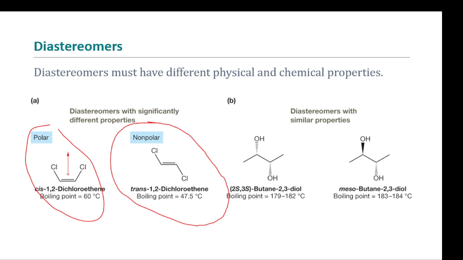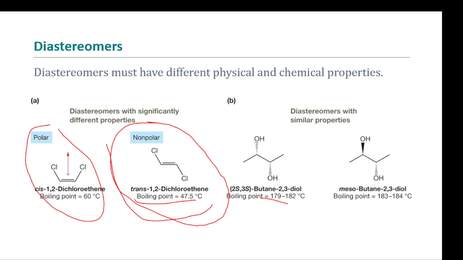This right here, on the other hand, because the chlorines are on different sides, they actually end up being nonpolar. They cancel out the overall molecular dipole, don't they? And this actually makes it boil much faster. And so we can actually separate these diastereomers just by boiling. Okay? Just a nice, easy distillation.